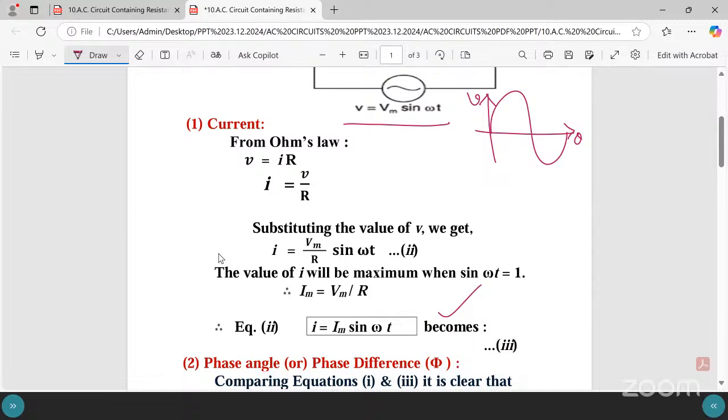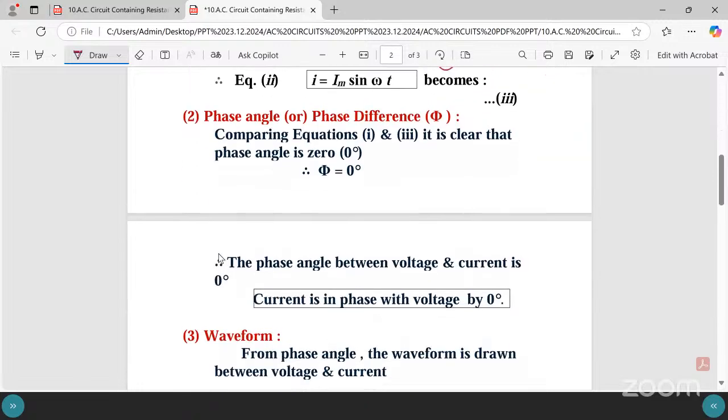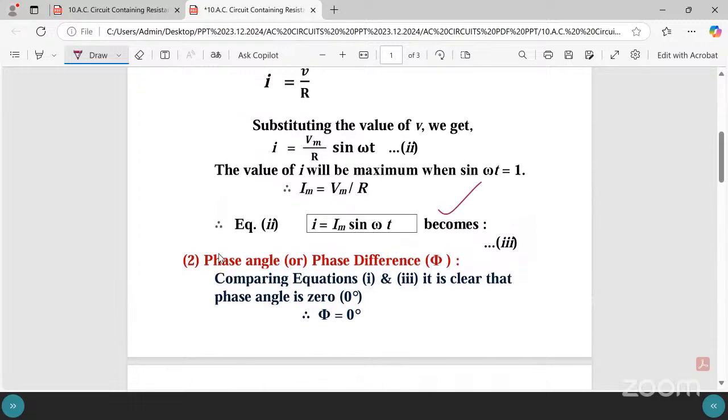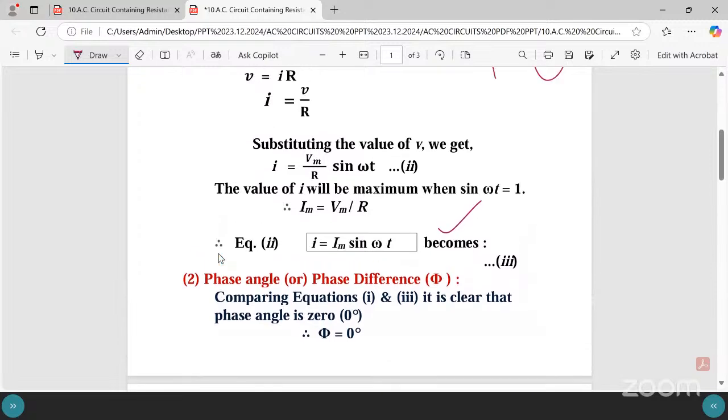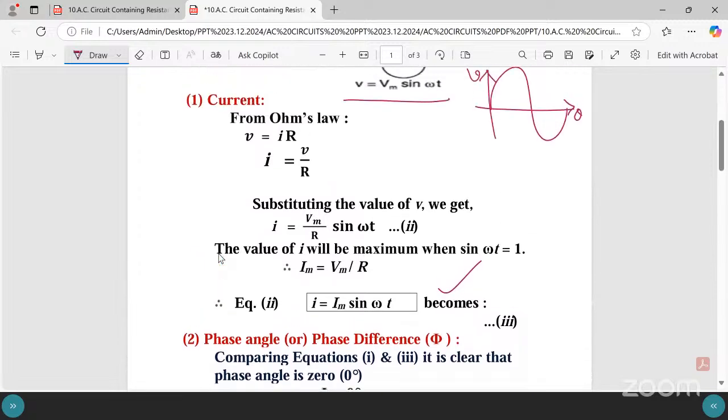Next result, second result: phase angle. What is the phase angle? 0. Why is it 0? See the equation. Here V is equal to Vm sin theta, and the output is I is equal to Im sin theta. Now compare these two equations. This is omega t plus 0, and it is also plus 0.